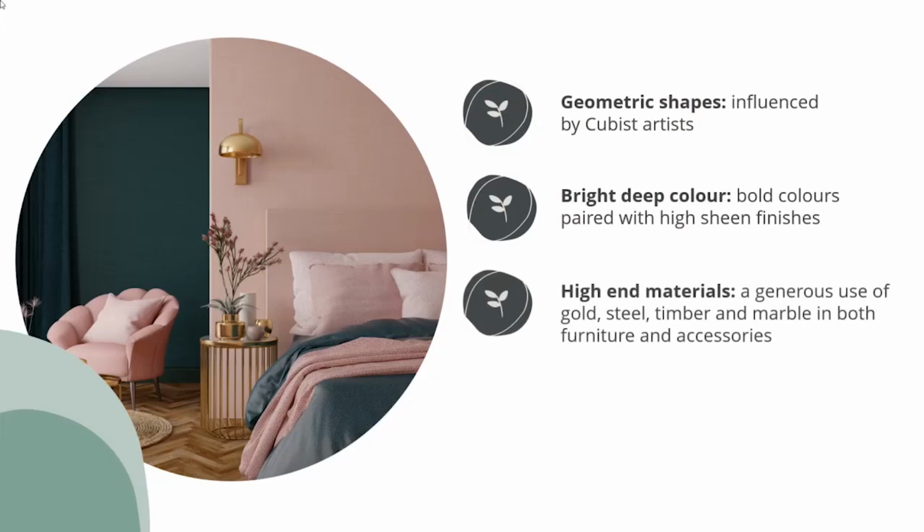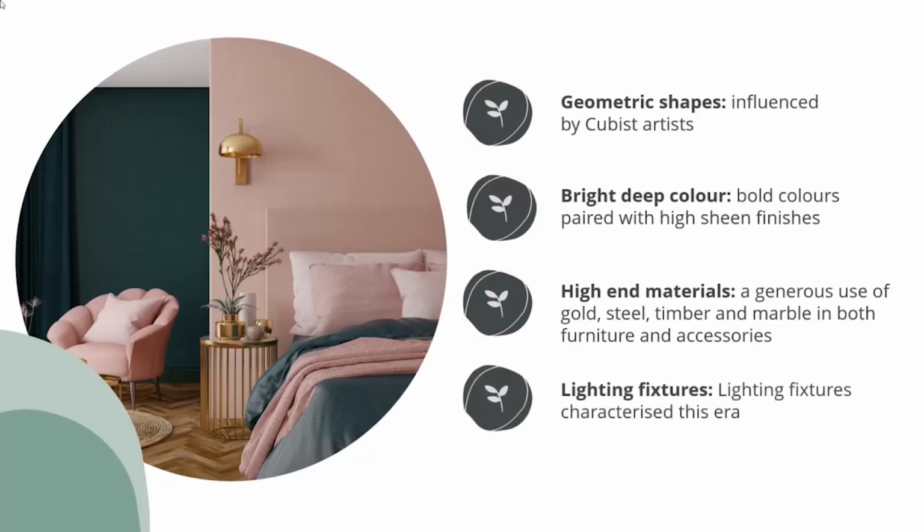Next characteristic, we're going to look at high-end materials. There was a generous use of gold, steel, timber, and marble in both furniture and accessories during this period, which essentially added to the opulence of the style.